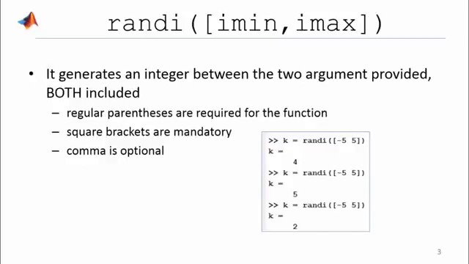But it's also a versatile function. It can be used in a different fashion. As you notice at the top, it's a completely different idea. You now have a set of brackets as well, with two numbers inside, an imin and an imax, so an integer minimum and an integer maximum. Both are still included, but you need the regular parentheses for the function, you need the square brackets because they're mandatory. However, the comma is optional.